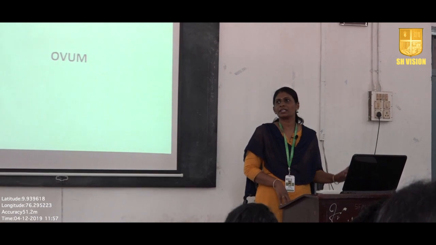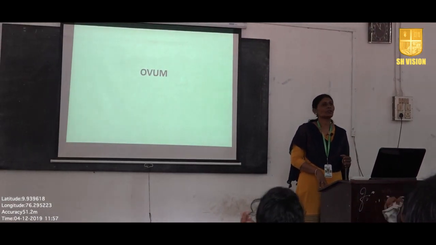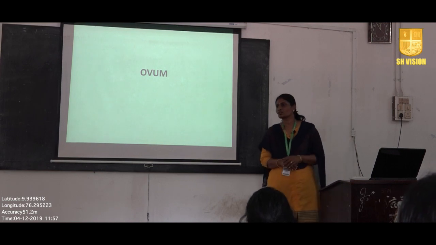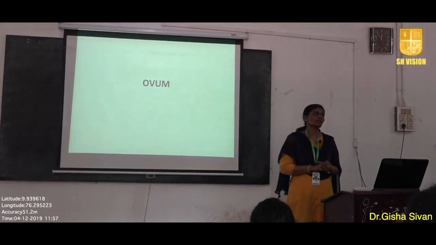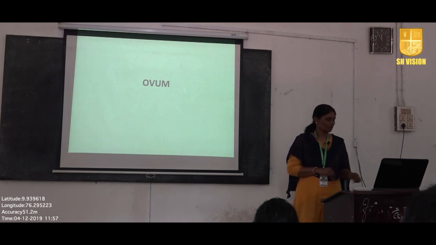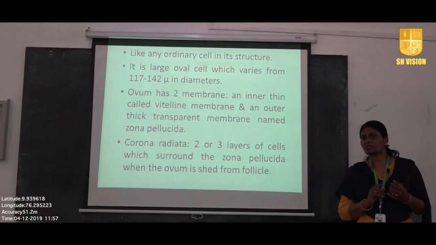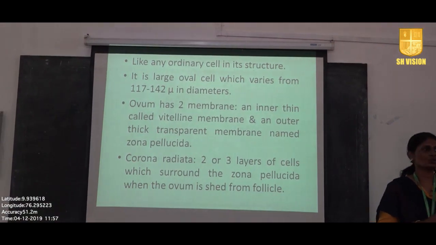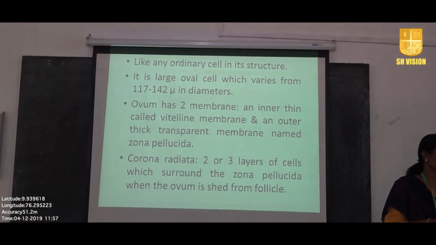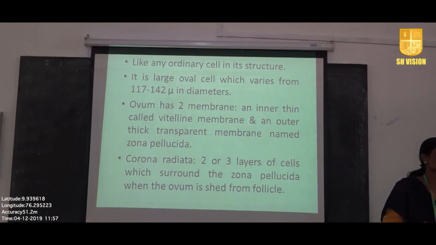Today we will be learning about ovum. Ovum is produced by the female, whereas the male produces what is known as sperm. The ovum has the basic structure of a cell. The basic structure of a cell includes everything that is there in a cell: a nucleus, a nucleolus, a cell membrane, as well as cytoplasm.